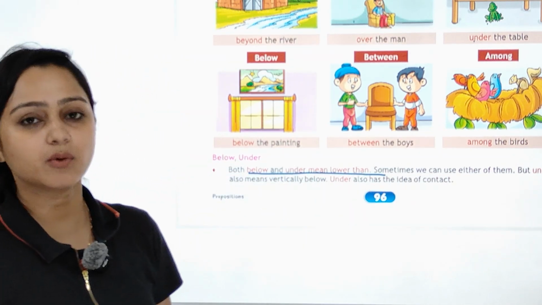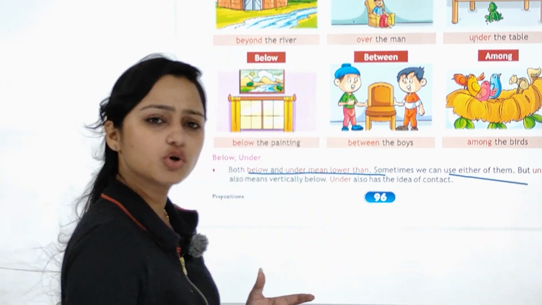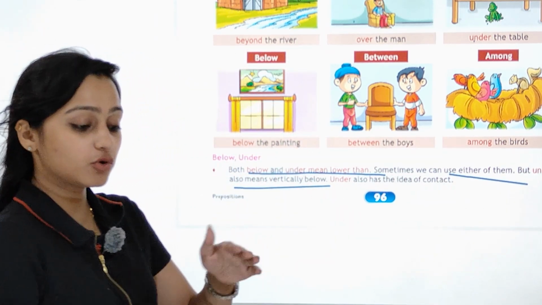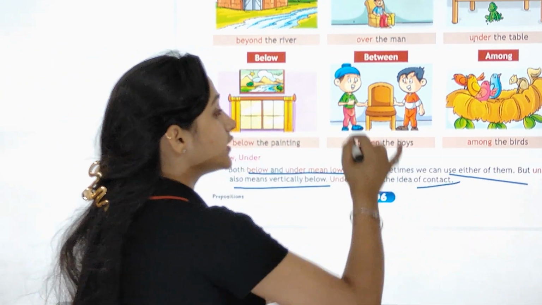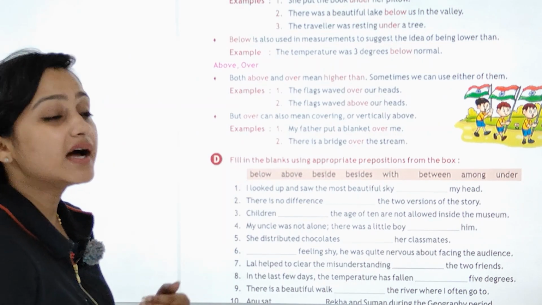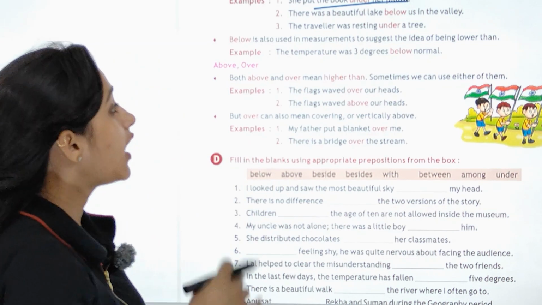मतलब below और under का मतलब होता है कि नीचे, so but sometimes we can use either of them, हम कभी कभी दोनों में से कुछ भी use कर सकते हैं, but under also means vertically below, इसका मतलब होता है just below, vertically below. Under also has the idea of contact, इसमें idea of contact भी होता है. She put the book under her pillow, मतलब pillow के just नीचे, वो तो touch भी हो रहा होगा.